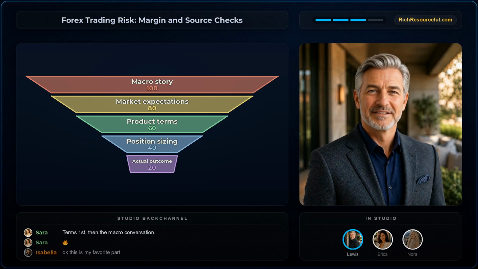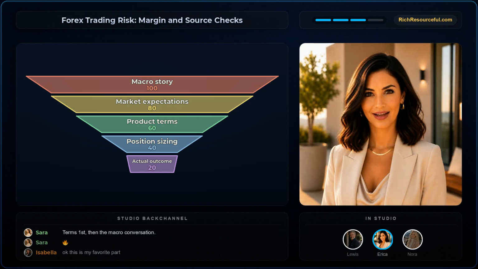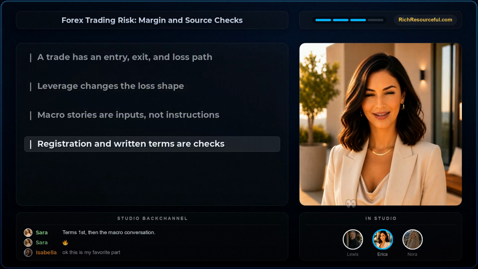Every generation discovers that a plausible explanation isn't the same as a payable trade. Exactly. Relative inflation or interest rate expectations can affect how market participants think about currencies, but neither relationship supplies a guaranteed direction, timing, or appropriate position size. Treat economic explanations as questions to test against the actual product and your own objective. Don't turn a macro headline into a substitute for risk limits.